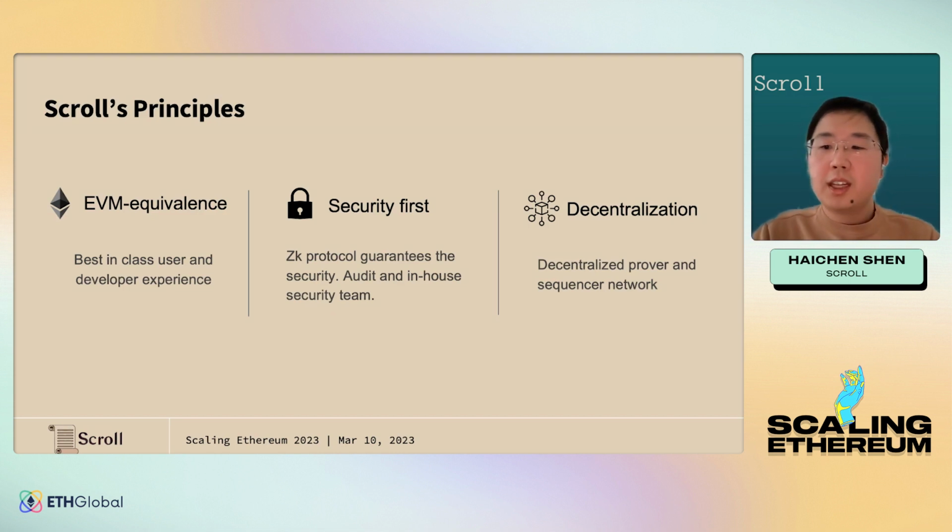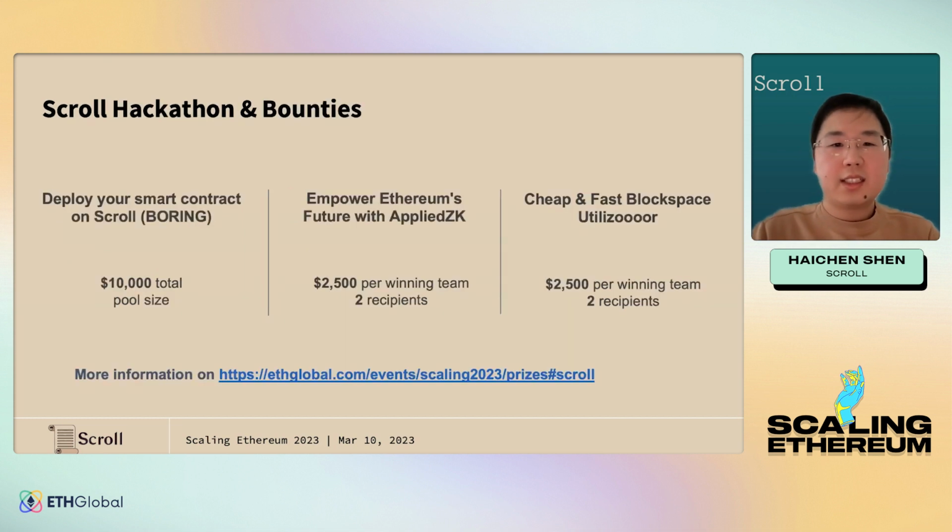And then third, we also believe decentralization matters in the layer 2 context, which we think will be the key property of the blockchain to be censorship resistant and also Sybil resistant, so we are committed to decentralizing across all different layers, including a decentralized prover network and a decentralized sequencer or validator network.